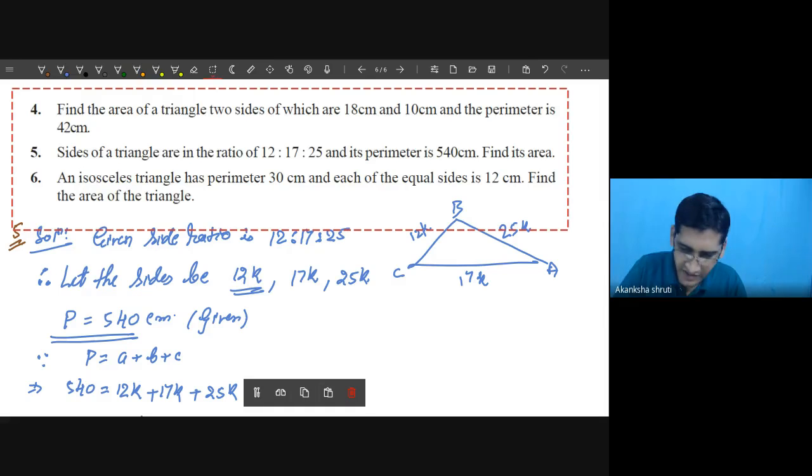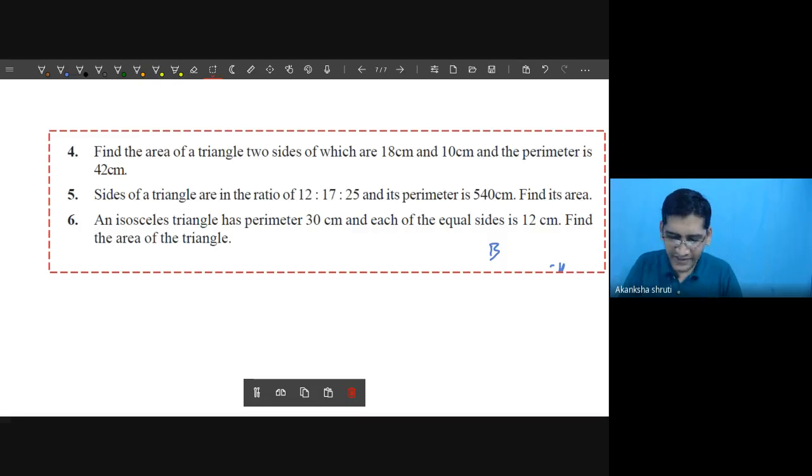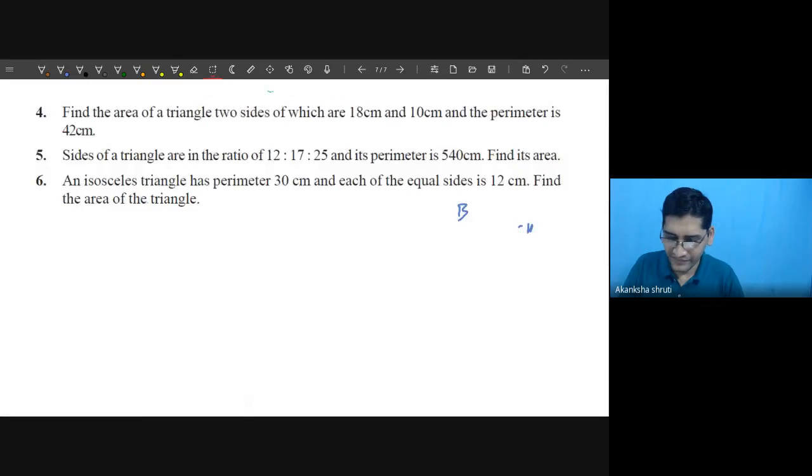Now let us go for the sixth question also. Student, this chapter is very easy. So you have to just practice more. Let me solve question number 6 also, or give you the hint. Then we will stop the class.